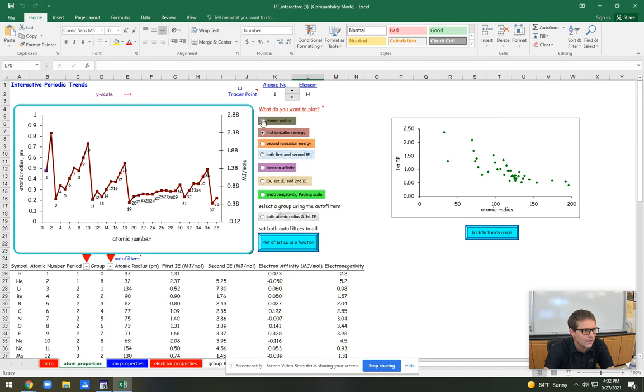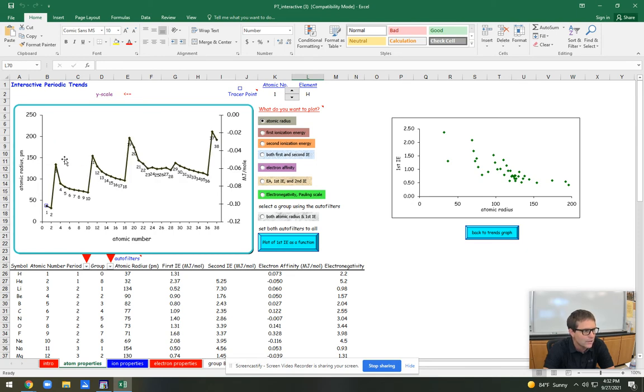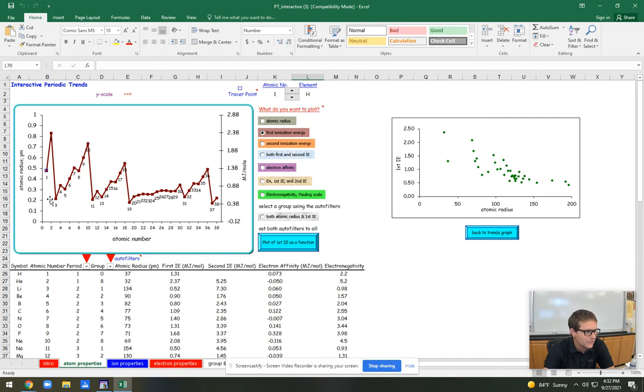If I go back here and click on atomic radius, you would start up high and then go down low. And first ionization energy starts low and goes up high. Does this make sense? We talked about in a previous video that the bigger the atom is, the easier it is to take an electron away. So a high atomic radius would be a low ionization energy.